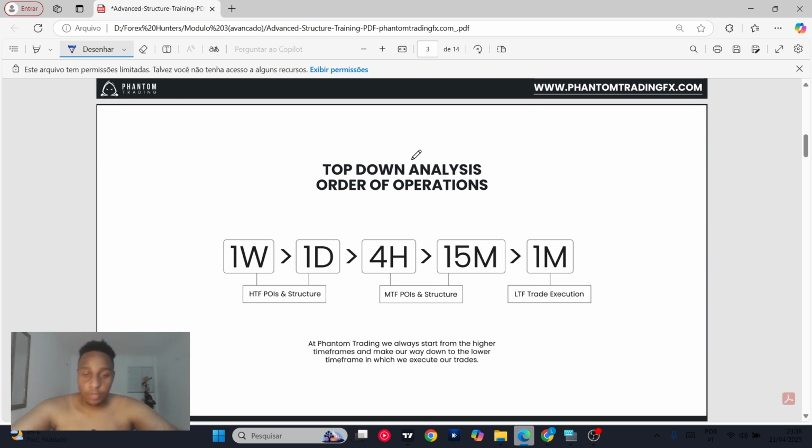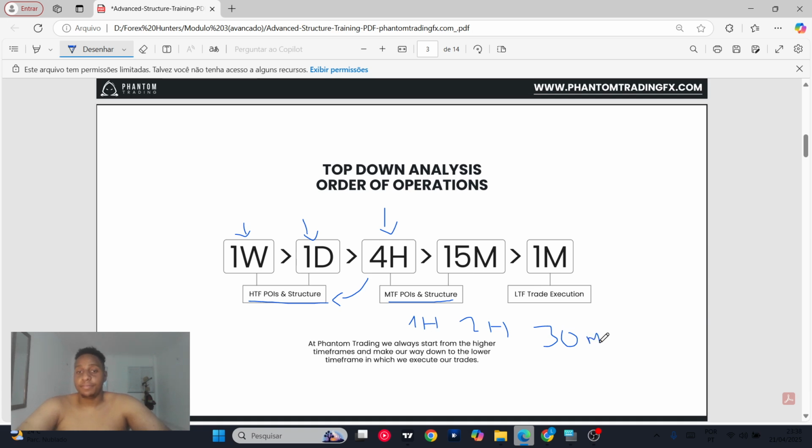So in our top-down analysis, we will use the weekly and the daily to mark down high time frame POIs. We will use the 4 hour to mark down high time frame POIs as well. In the mid time frame POIs, we will use the 1 hour time frame, the 2 hour, and the 30-minute time frame. I will show it to you guys.